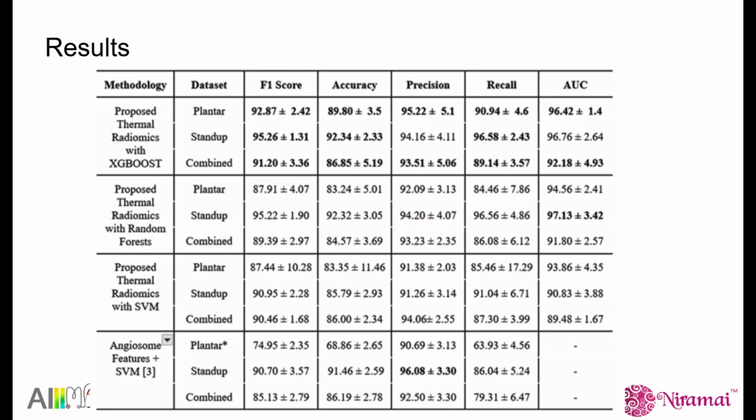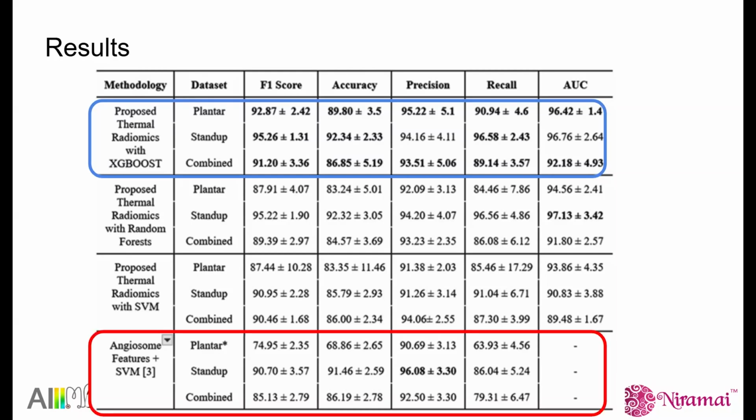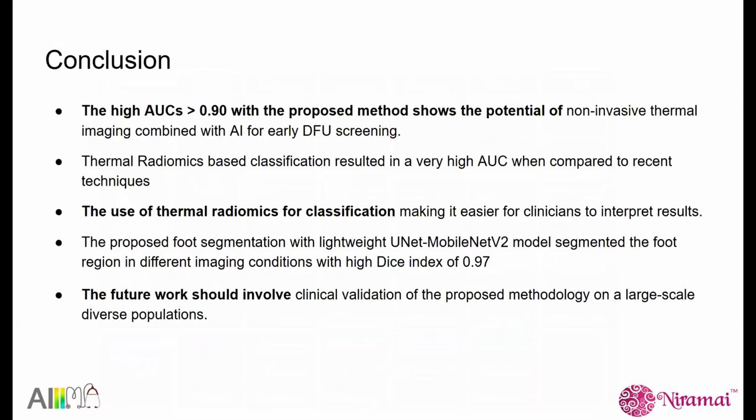Here we have not only compared our result for the combined data set, but for individual data sets also, as an exploratory analysis. What we have found is that among the proposed thermal radiomics with XGBoost, random forest, and SVM, XGBoost has given us overall good results, better than the rest of them. Also, when we compared with the state-of-the-art results which were available, we have seen a significant improvement in the results on each of these data sets, especially for the F1 scores and accuracy.